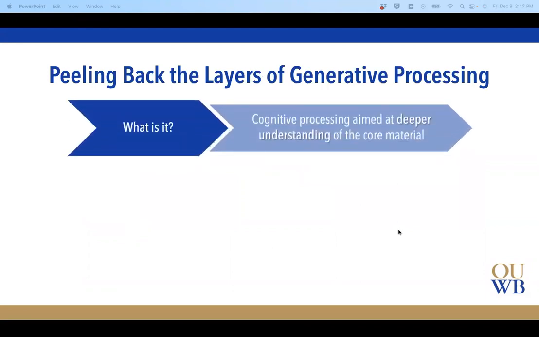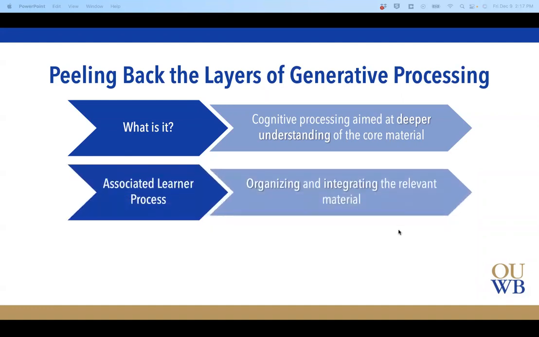To start, what is generative processing? It's cognitive processing aimed at a deeper understanding of the core material. It consists, as I said, mainly of organizing and integrating the relevant material with pre-existing information. It's really a byproduct of learner motivation. We know, and many studies have shown, that when learners have sufficient motivation to persist through those phases of selection and organization, and they can get to that stage of integration, that is when significant learning can occur.